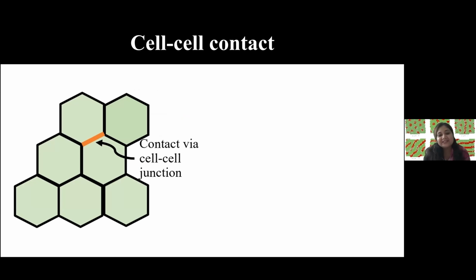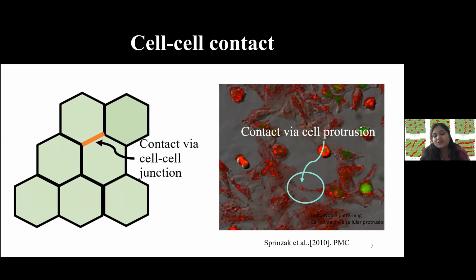Cells can be in contact by two methods. One is by the cell-cell junction, meaning the cells sharing the membranes can contact each other, and the other is via the cell protrusion. Here the cells extend through spike-like structures in order to contact the cell at some far away distance. These structures are known as cell protrusions. In this way, they can make the contact.